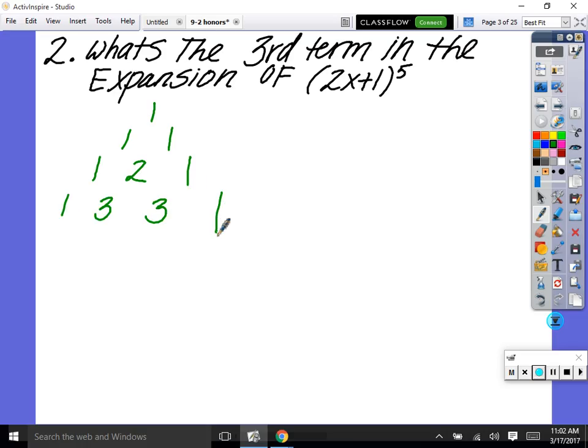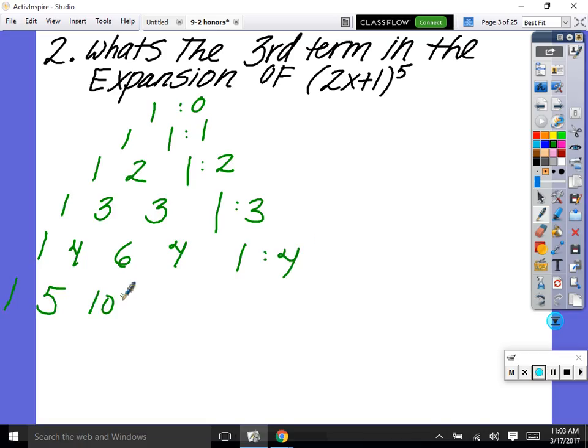Now this is degree 0, degree 1, degree 2, 3. So we need to keep going to 5. 1, 4, 6, 4, 1. That's degree 4. We need to go one more. 1, 5, 10, 10, 5, 1. Okay, so this is degree 5. So for the third term of the expansion, all we're going to need is the 10, correct? Now I'll let you see if you can remember how to do it.